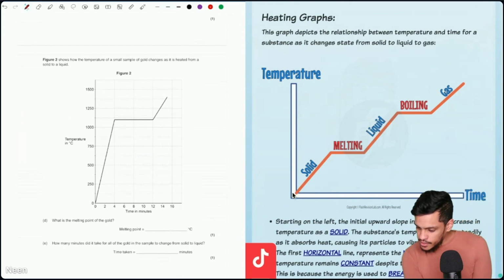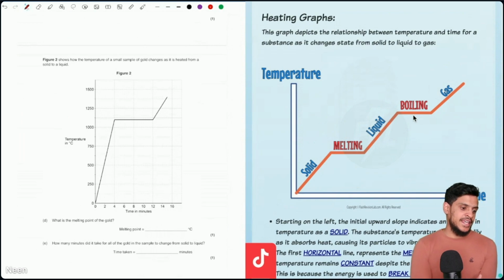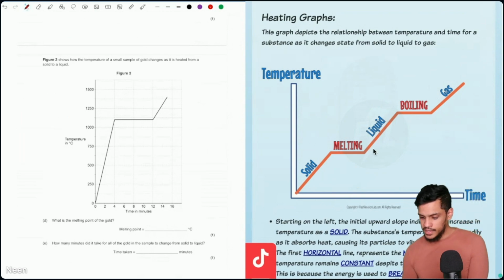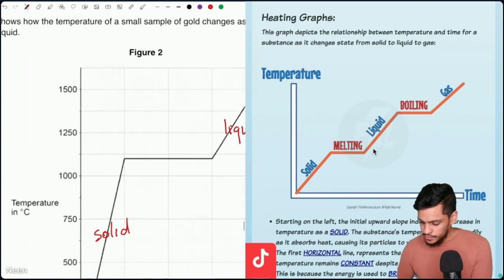So this is starting off as gold, so starting off as a solid. Can you guys see in the graph here, we've got the solid here. It melts and turns into liquid. So this point here, where it goes flat, every time the graph goes flat, it's changing state. So it's either changing from solid to liquid, liquid to gas, or gas to liquid. So it's either melting, freezing, boiling, or condensing whenever it's flat. Here, this is the solid part. This is the liquid part. So that means this is the melting part.